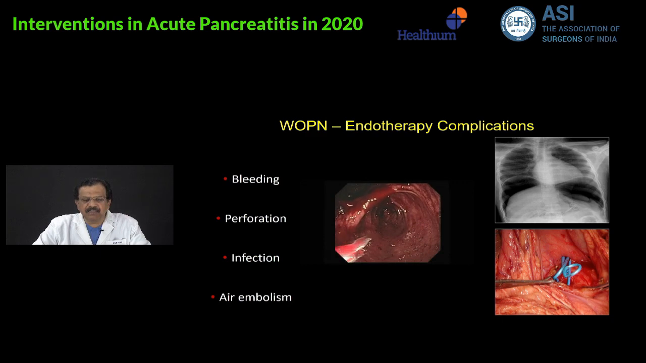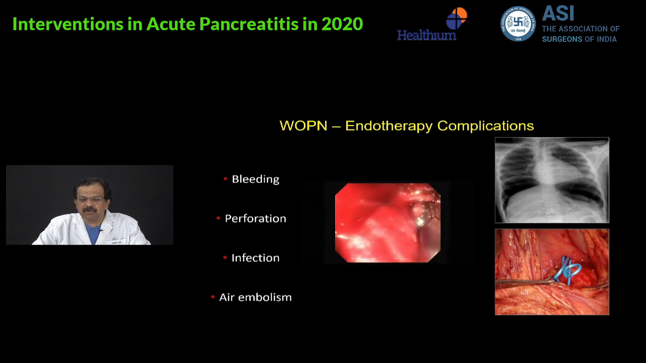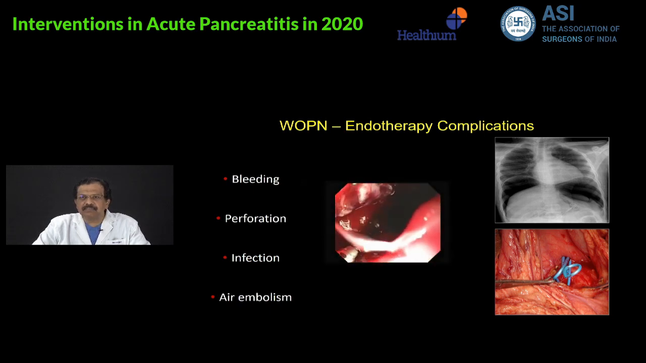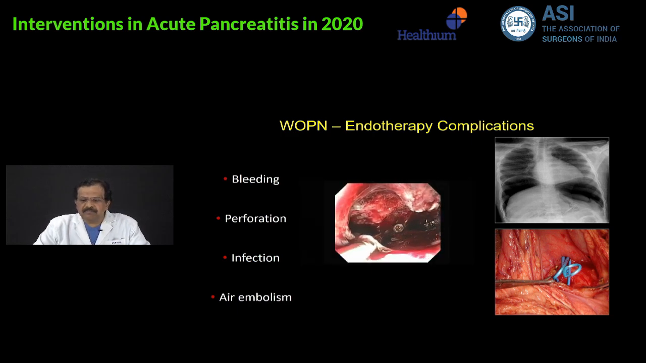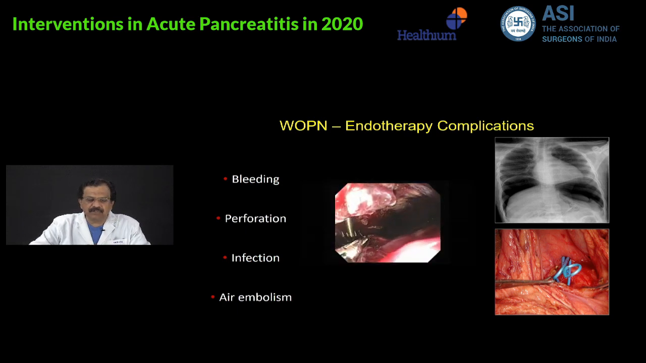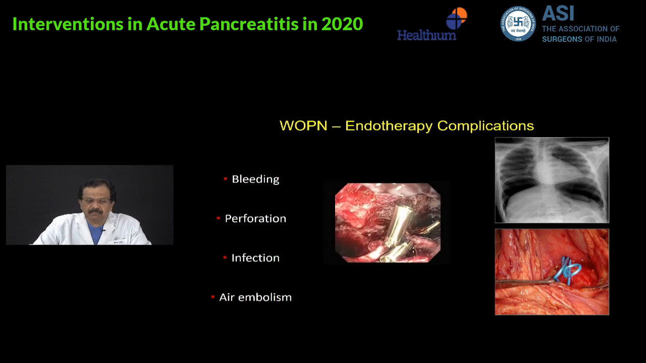There are complications like bleeding, which can occur, which can sometimes be controlled with endoscopy, and sometimes when there is not good approximation between the stomach and the walled-off necrosis, you can see that both the stomach and the walled-off necrosis get separated. And then these are the patients who present with massive pneumoperitoneum and require some sort of surgical intervention. And these patients can have infection or sometimes the possibility of an air embolism.